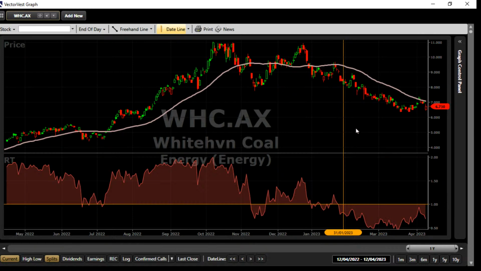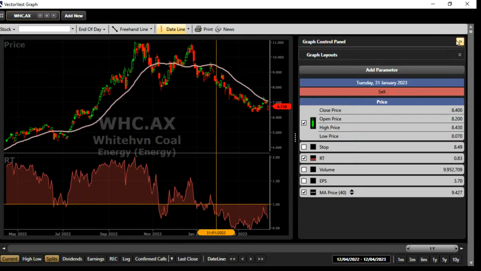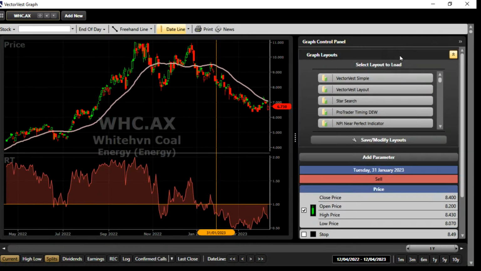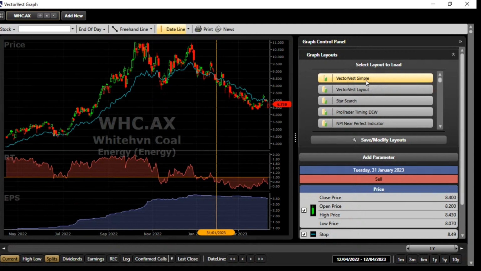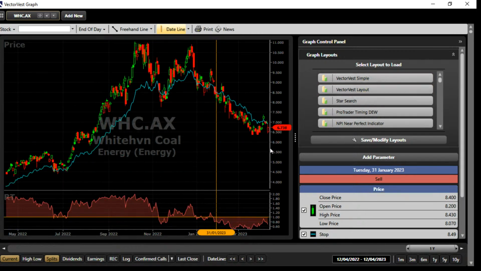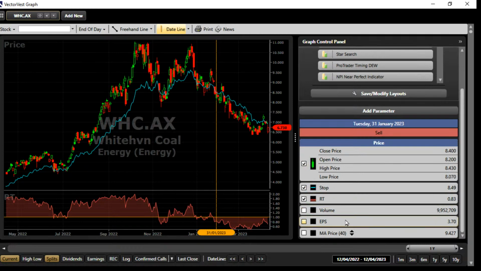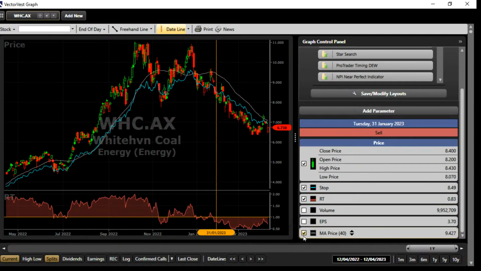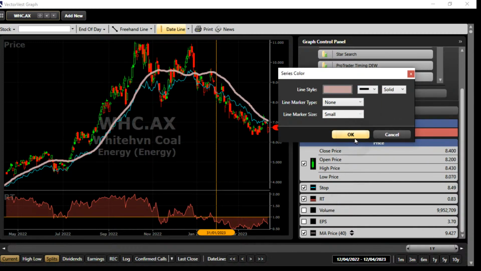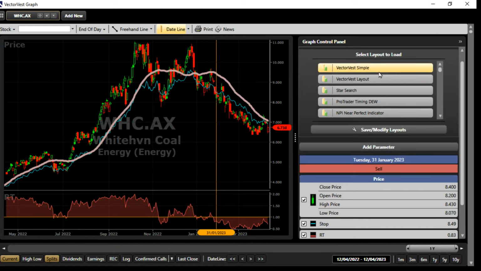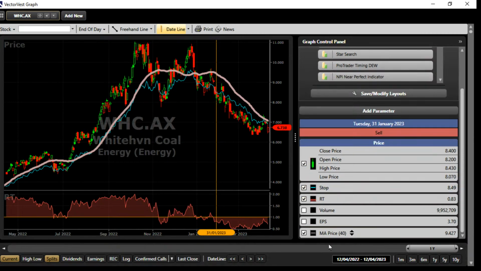Now I'm going to load up a layout in VectorVest, graph layouts, and I'm going to put on the VectorVest layout. I also want to select a 40-day moving average. So I'm going to just tidy it up. If you take a trial to VectorVest, it's really easy to set this up. You just simply load up the VectorVest layout, and I'm just putting on the 40-day moving average. And I'll just make relative timing jump out a bit more here too.